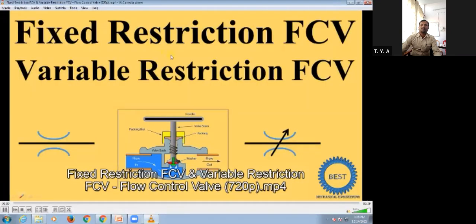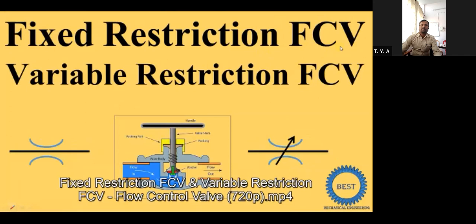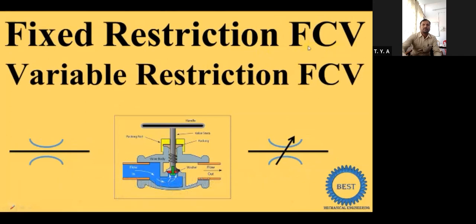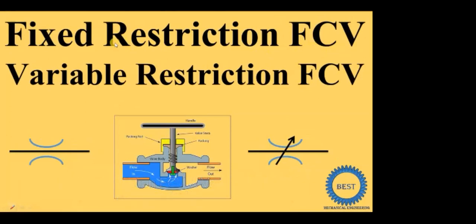In this video, I explained the two types of flow control valve. Flow control valve in short is written as the FCV. First type is the fixed restriction and the second one is the variable restriction FCV. This is the symbol of fixed restriction FCV and this is the symbol of variable restriction FCV.